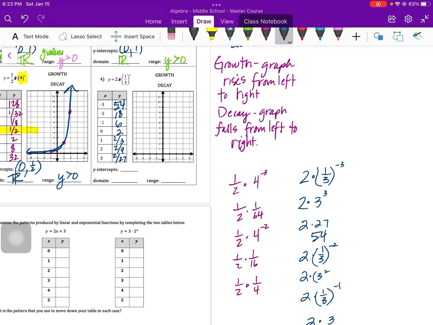Okay, so I'm going to plot my points. Again, I cannot plot my first point, -3, 54, nor can I plot -2, 18. So it looks like I'm going to start with -1, 6. That's right here. Then we have 0, 2. Then 1, 2/3. About right there. You're just kind of ballparking these points that are really, really small. Okay, and then I'm going to go ahead and draw my smooth curve through my points.